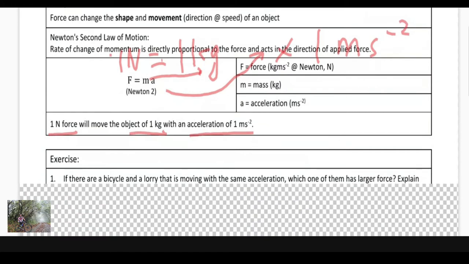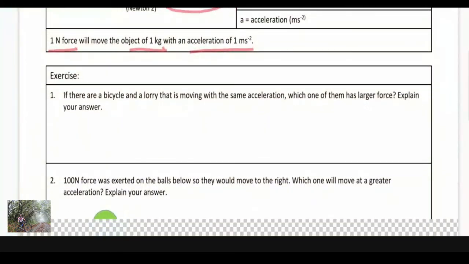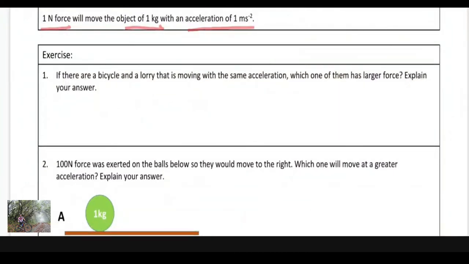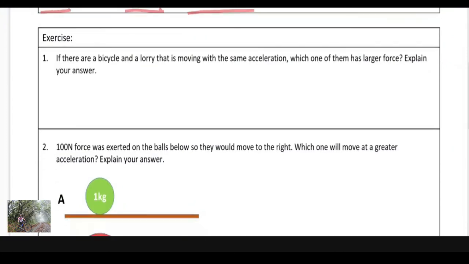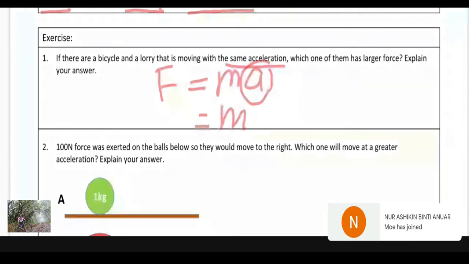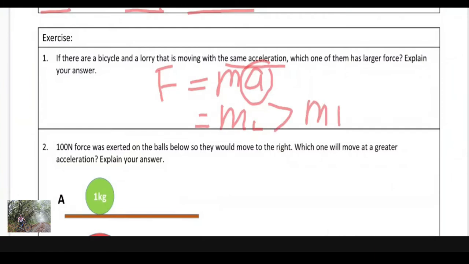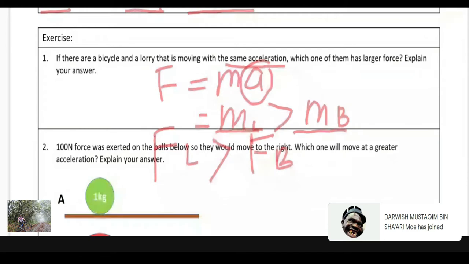Okay, exercise number 1. If there are a bicycle and a lorry that are moving with the same acceleration, which one of them has the larger force? Explain your answer. According to the formula, F equals ma. So a is the same, right? Same acceleration. So if you look here, the mass of the lorry is higher than the mass of the bicycle. So that means the force of the lorry should be larger than the force of the bicycle, because the mass of the lorry is greater than the mass of the bicycle.